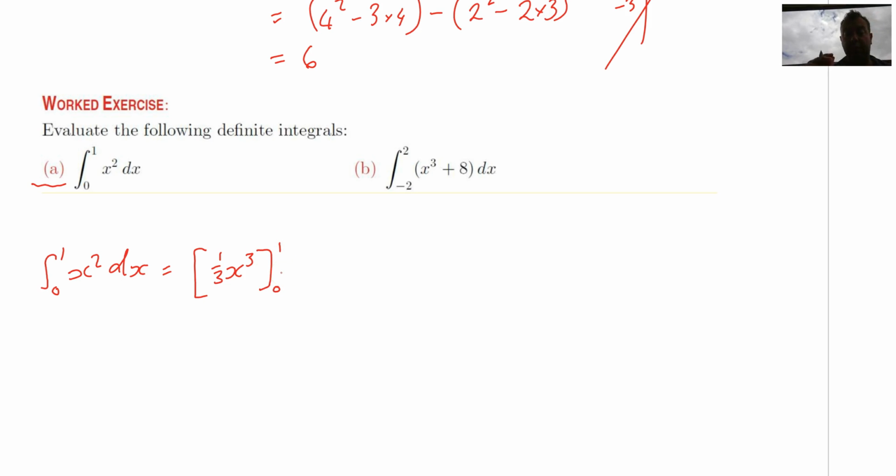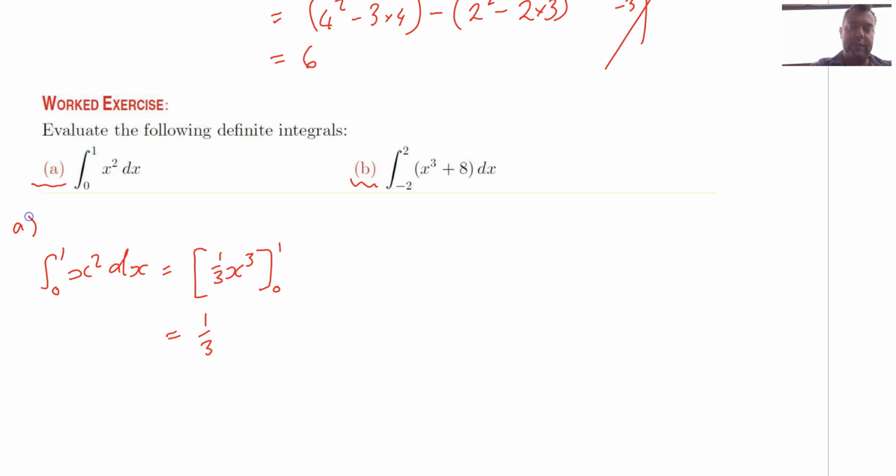If I don't have those bounds, well, we're going to find out about that later. But for the definite integral, I substitute 1 in, and I substitute 0 in, and I take those away. Of course, once I substitute 0 in, that's minus nothing. So all I get is 1/3. That is the value of that definite integral. I reckon we've got time here. We can still squeeze in b.